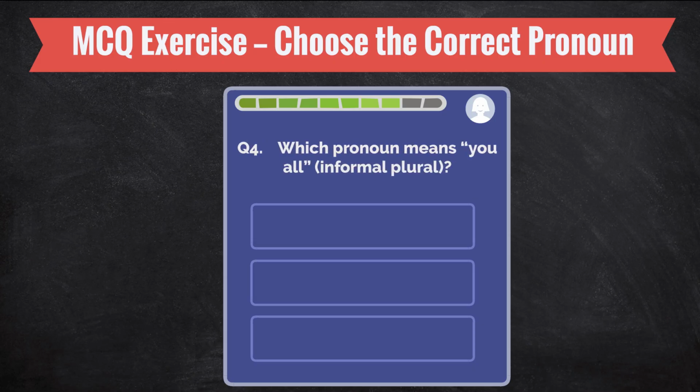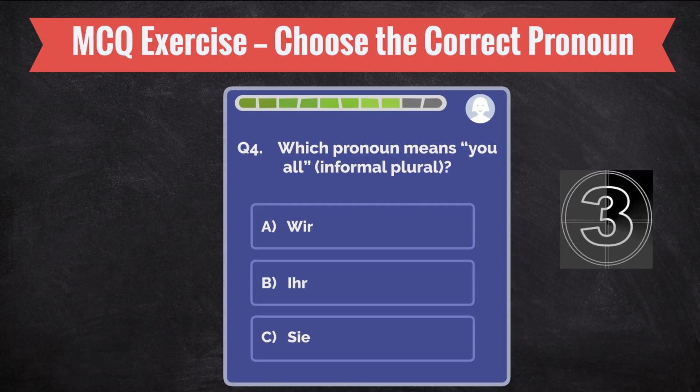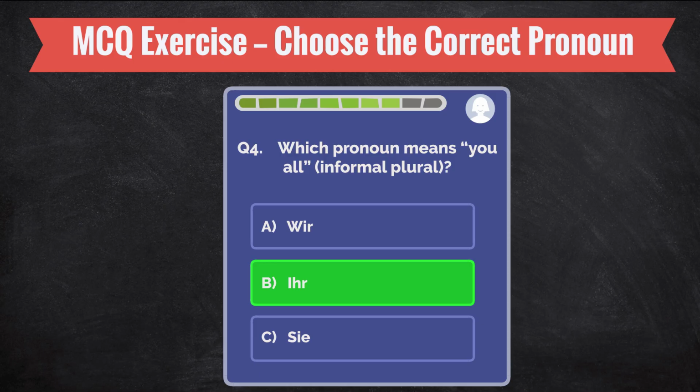Question 4. Which pronoun means you all, informal plural? Wir. Ihr. Sie. Answer. Ihr. Ihr means you all. Informal plural.